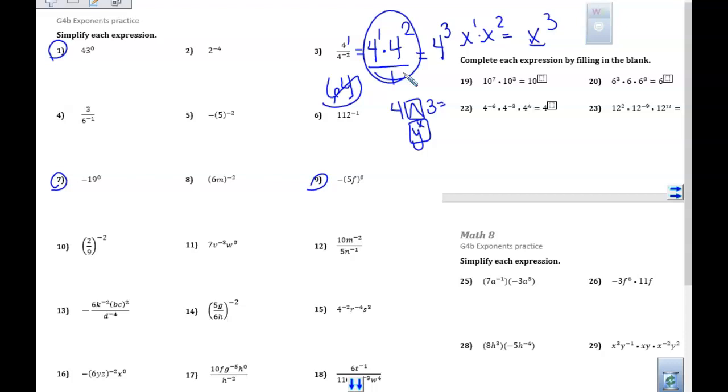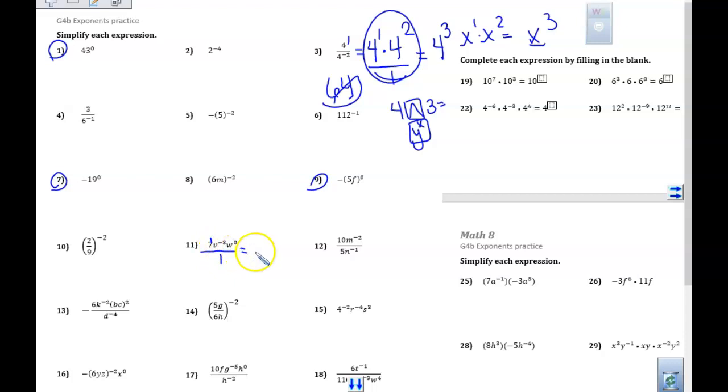So let's take a look at number 11. Number 11 had that 0 power. Again, if you have negative exponents, put it over 1. When you're working on your homework with your shoulder partners, you'll look at this and ask, okay, 7 is to what power? There's no exponent, so 1. Then V to the negative 2, and W to the 0.